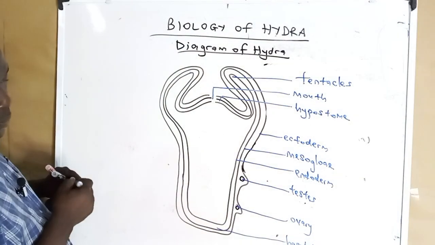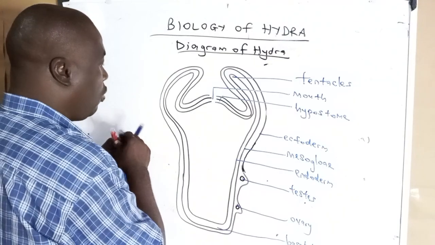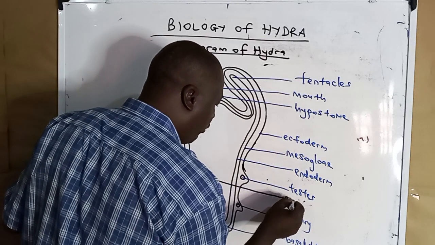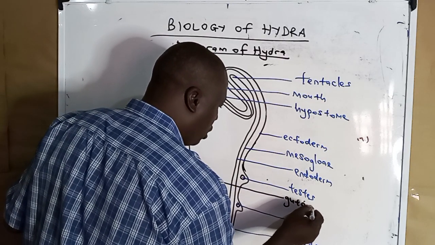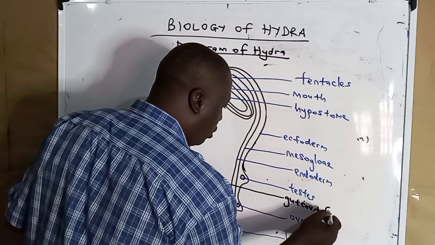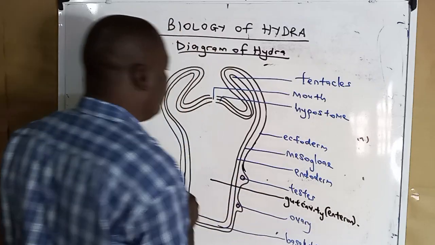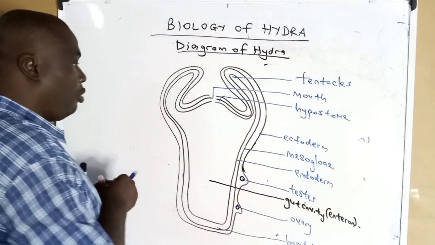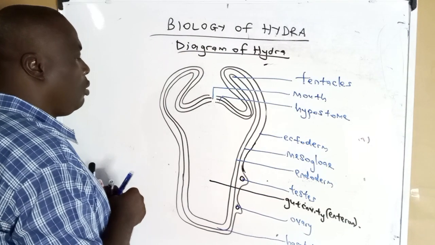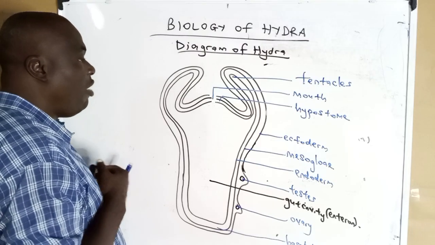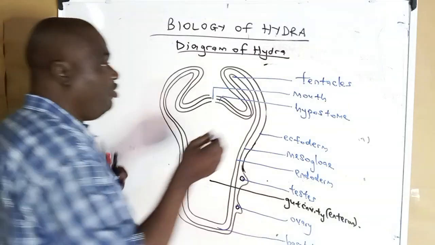In this case now, this place you see here is the gut cavity, called the enteron. So the tentacles are normally used for movement and for feeding.